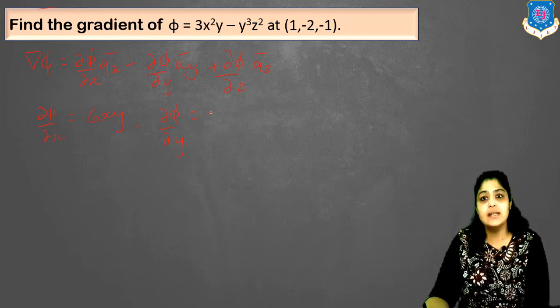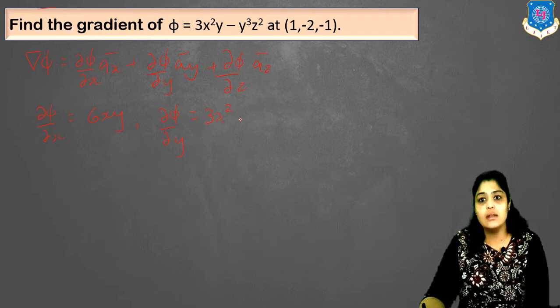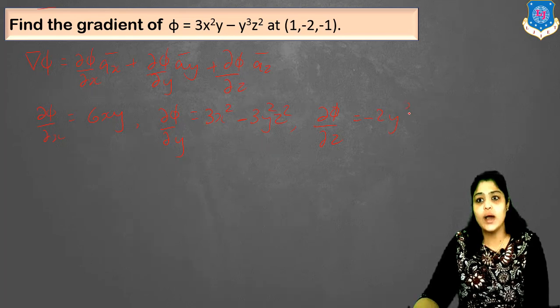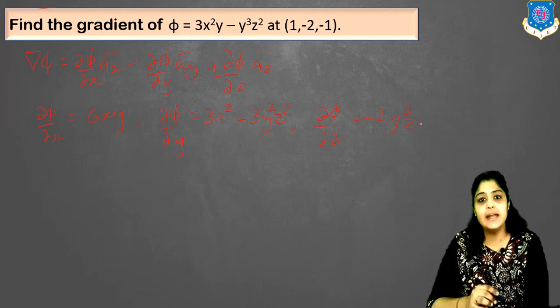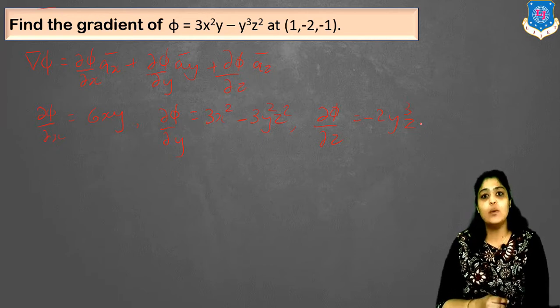So this can be written as 3x² minus 3y²z². And what is ∂φ/∂z? Minus 2y³z. So I have obtained ∂φ/∂x, ∂φ/∂y and ∂φ/∂z. Now let's move ahead.